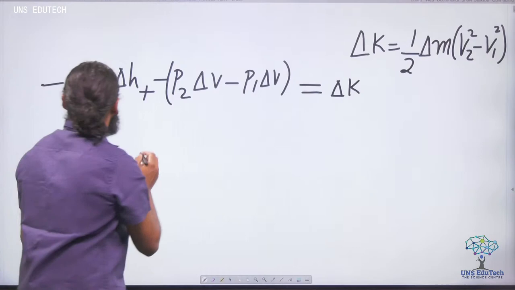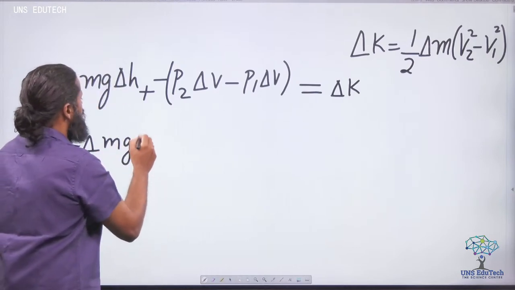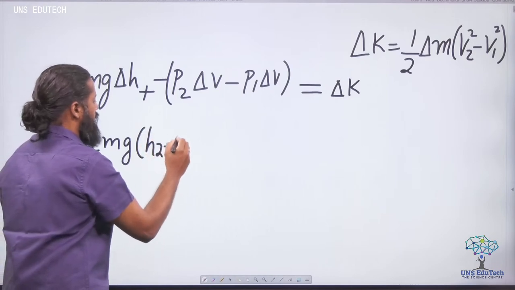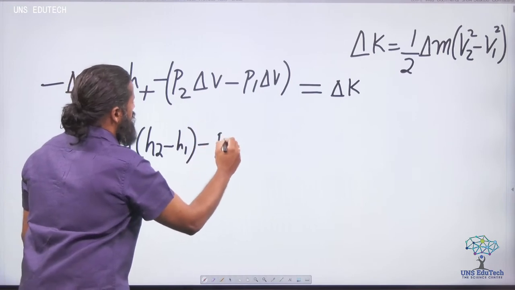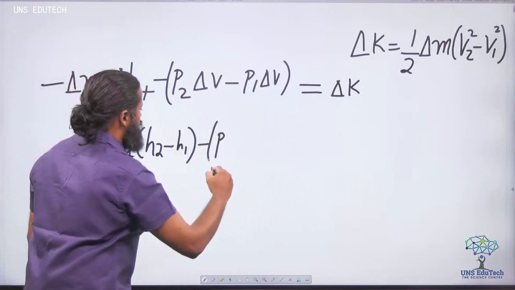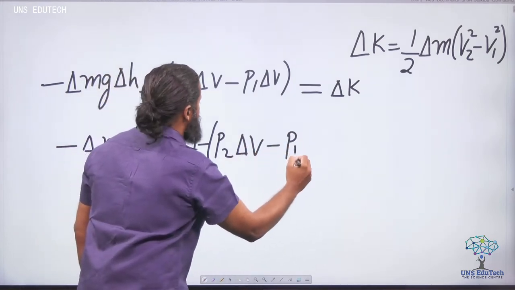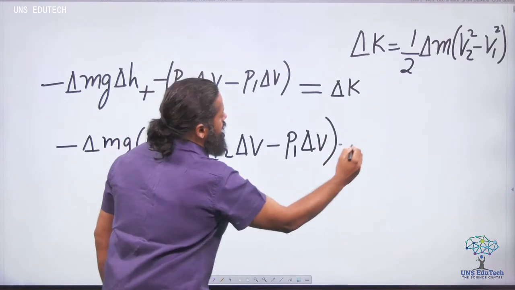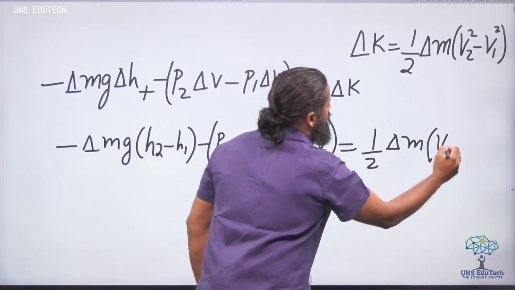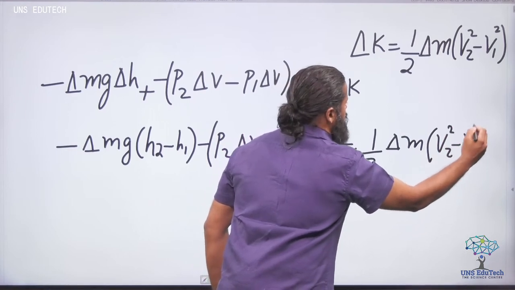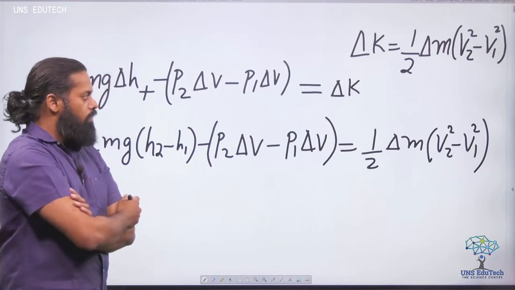So here you can see minus of delta M into G into delta H, where delta H is nothing but H2 minus H1. Then minus of P2 into delta V minus P1 into delta V should be equal to half into delta M into V2 square minus V1 square. So from the work energy principle, we came up to this point. Now we can do one thing.